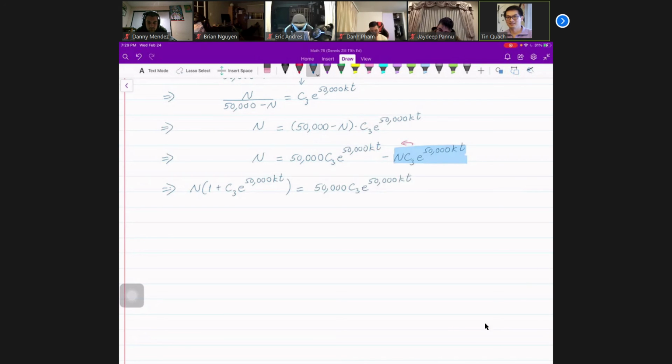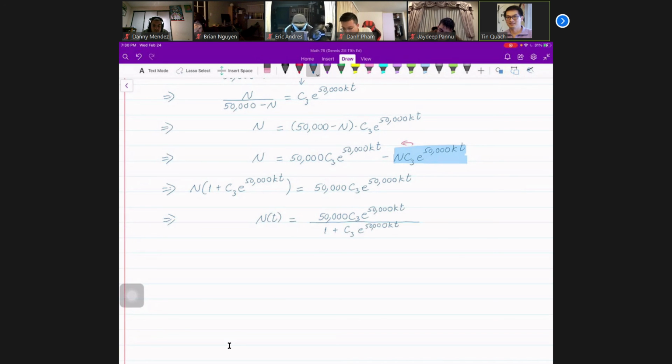All right. Nothing new. Okay, this is just from calculus 2. So what is n? n of t is equal to 50,000 c sub 3 e to the 50,000 kt divided by 1 plus c sub 3 e raised to the 50,000 kt. Okay.